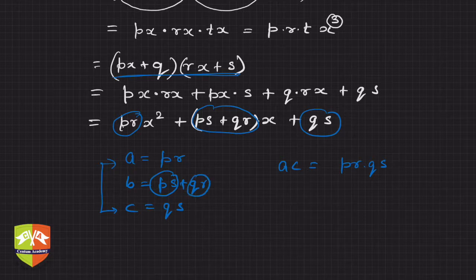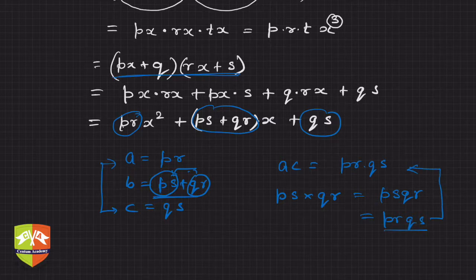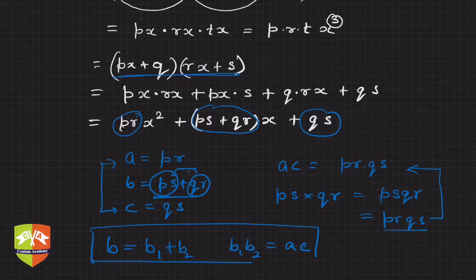So we have split B. Imagine B to be split into two parts, PS plus QR, such that their product, PS times QR, can be rewritten as PR times QS, and if you see, this is the same. So B has been split into two parts, B1 and B2, whose product B1 times B2 is nothing but AC. This is the catch of the splitting the middle term technique.